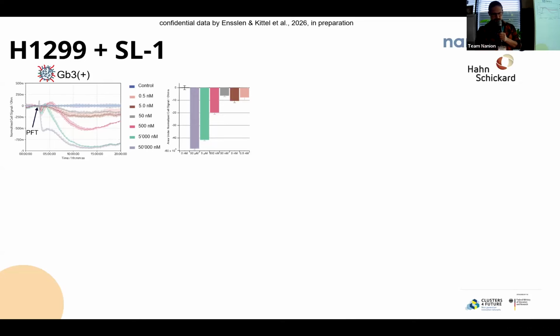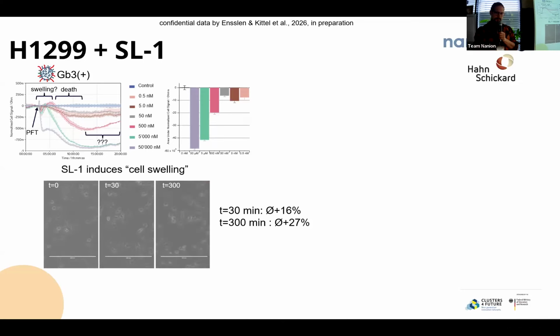But as always, when you look close enough, you find further stuff, which is a bit interesting. So the decrease was expected. This was cool. But especially here in the beginning, we always saw these sort of bumpy signals. So there was a positive bump, and we said, well, what is going on there? And we thought this could maybe be actually a swelling of the cells, osmotic swelling. So we did an optical investigation of our cells, and indeed, after 5 hours, we could see that our cells had an increased size of about 27%.